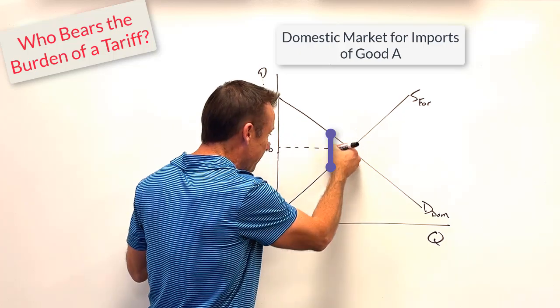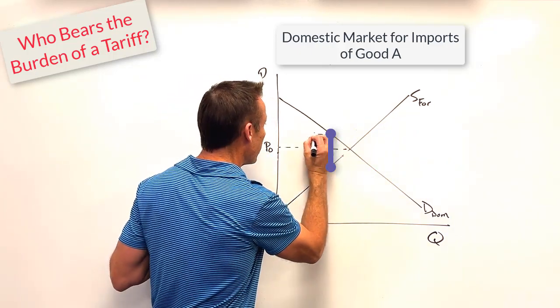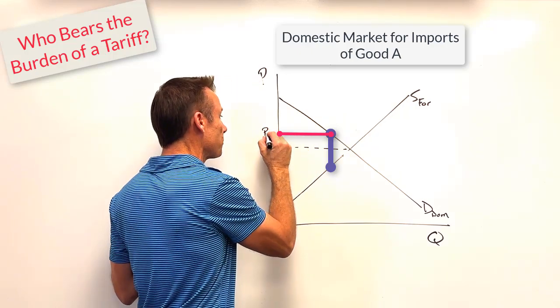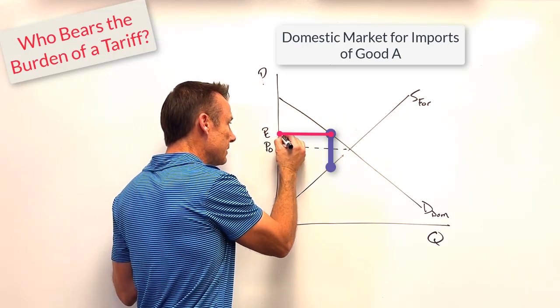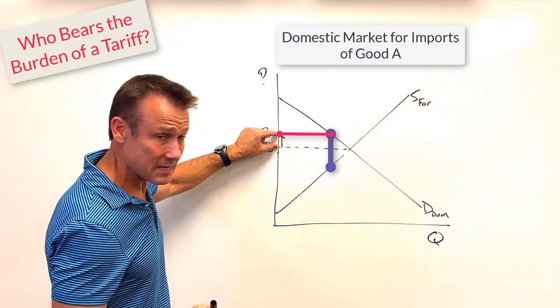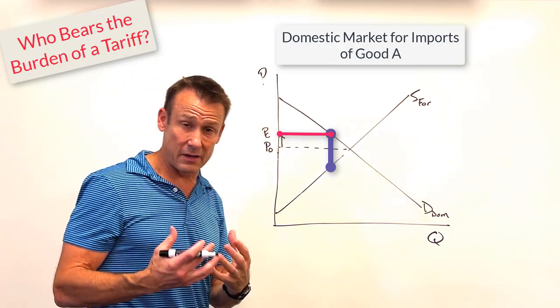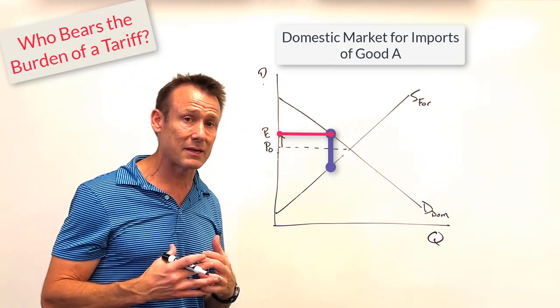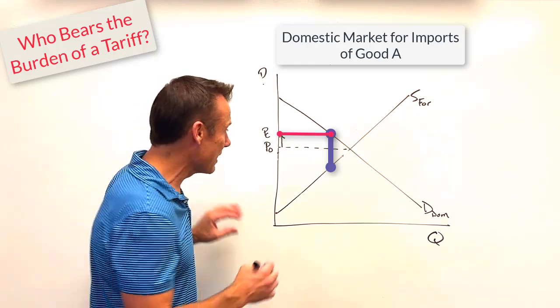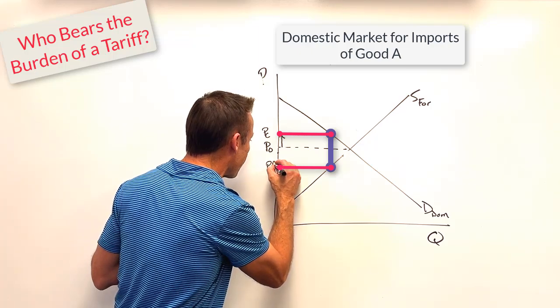So we're going to call that vertical distance the amount of the tariff. What we will see in this particular case is the price consumers pay is going to go up, but this is the amount of the tariff. That's the amount the price went up. Are they going to take on some burden? Yes, but are they going to take on all the burden? Absolutely not. And then we're going to show the price producer foreign.